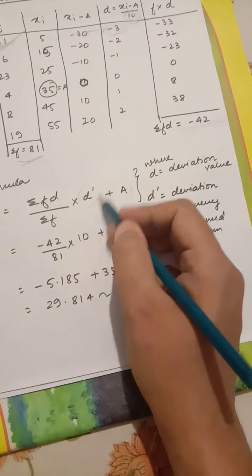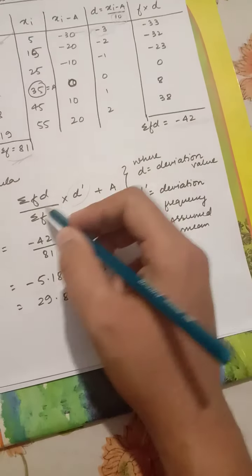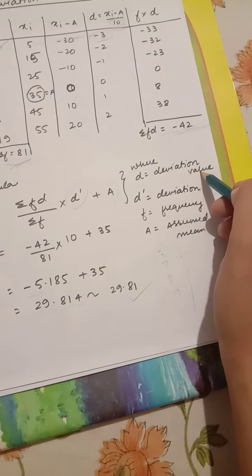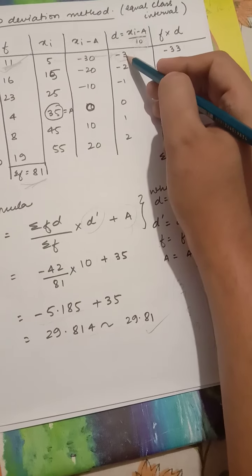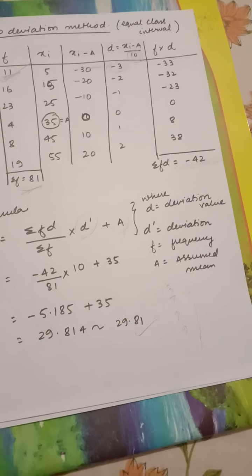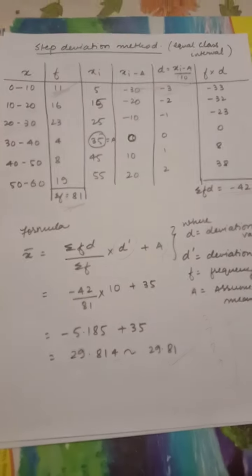Remember, this d dash is the deviation, and d is the deviation value. This is the deviation value which we have to multiply with the frequency. Never get messed up with this. Okay.